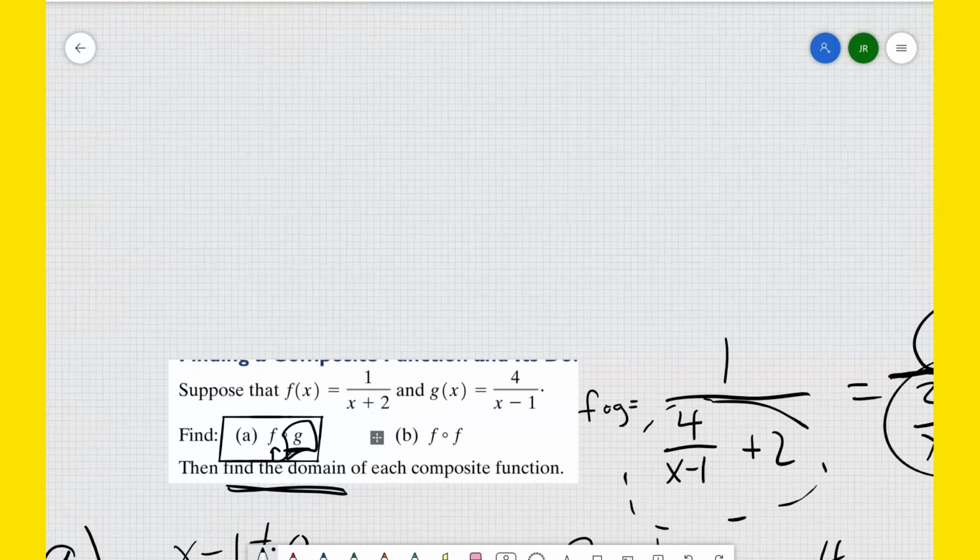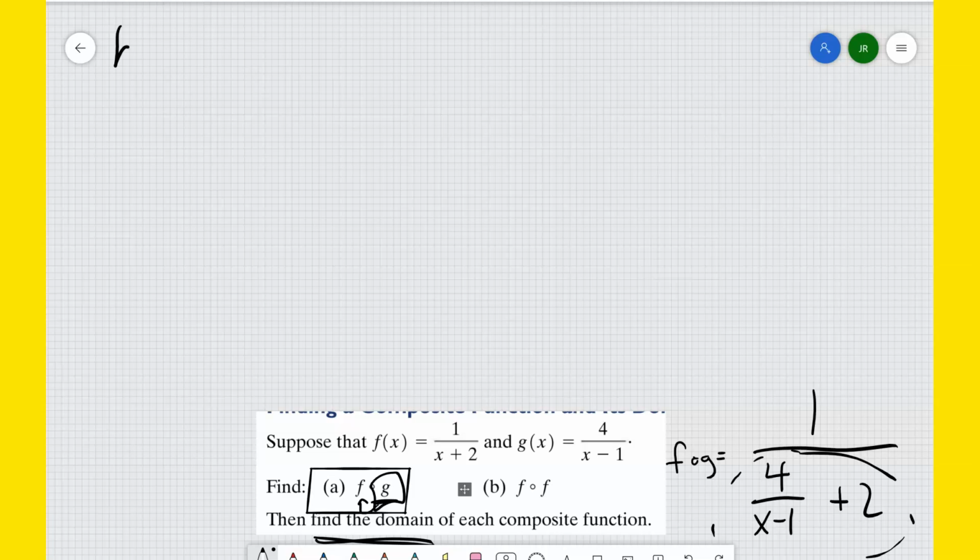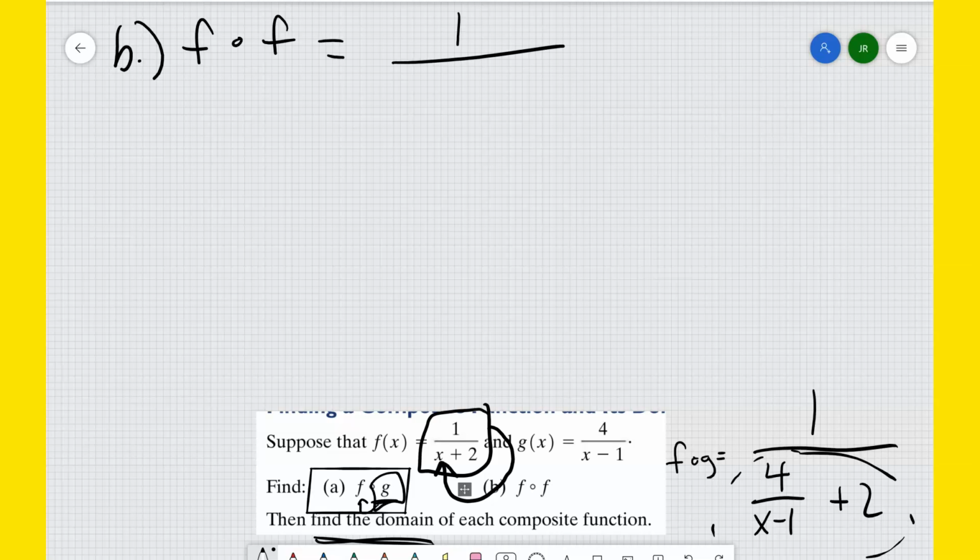All right, part B is f of f. Okay, so that means I'm taking the f function and I'm plugging it into itself. So instead of 1 over x plus 2, it's 1 over, and the x gets replaced by the whole thing, 1 over x plus 2, plus 2. Go ahead and combine that. It's going to be 1 over x plus 2 plus 2 over 1.